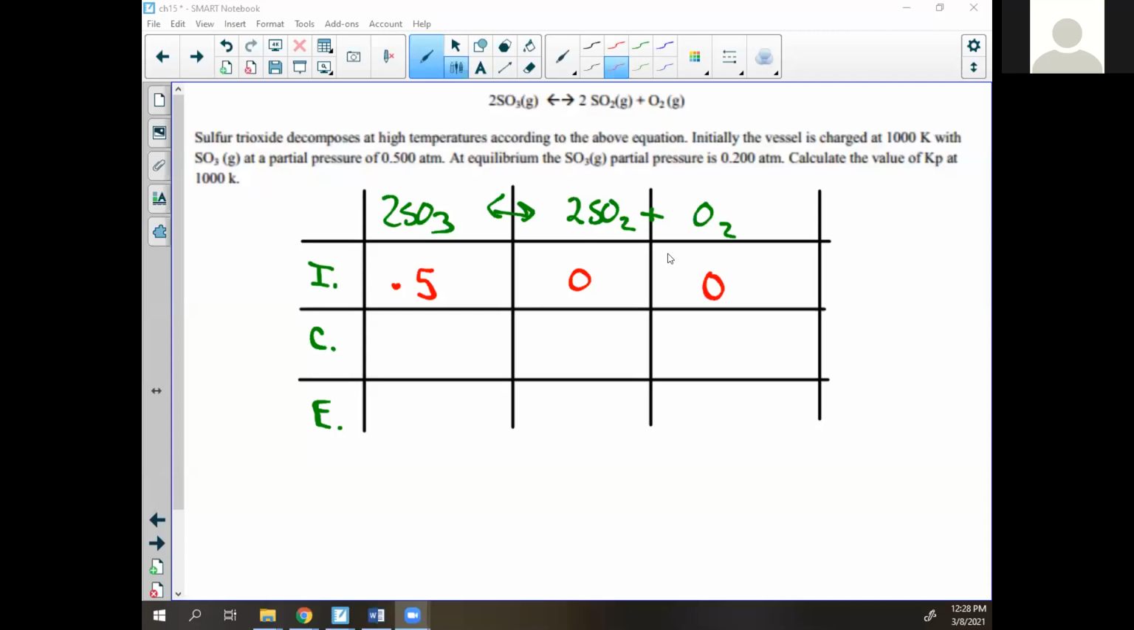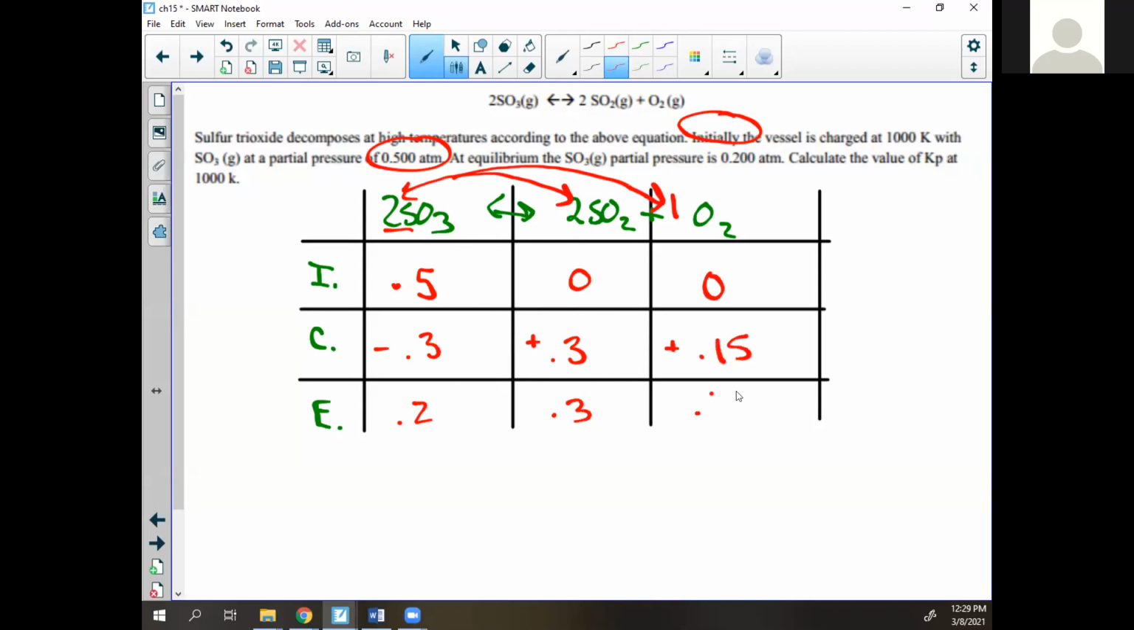All right. Why did I put 0.5 here? Because it says initially it's 0.5. Then if it doesn't tell you that these are anything besides 0, then you assume they're 0. I'm going to put a minus, a plus, and a plus. Now at equilibrium, SO3 is 0.2, so the change was 0.3. This change would be the same because they have the same coefficients, so this is positive 0.3, but this change would be half as much, 0.15. So I have 0.3, 0.15.